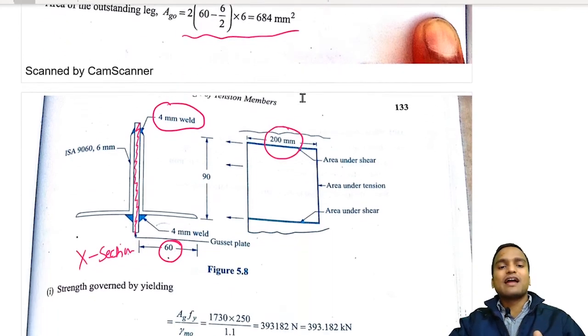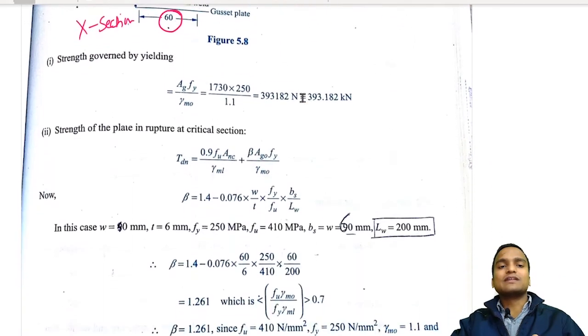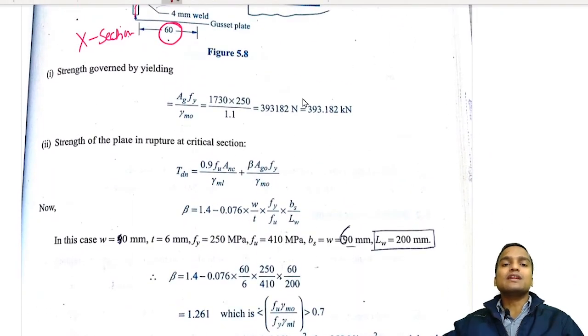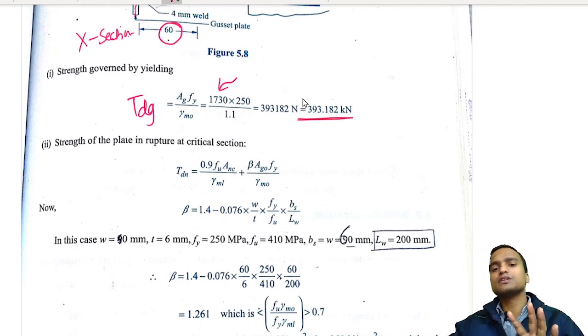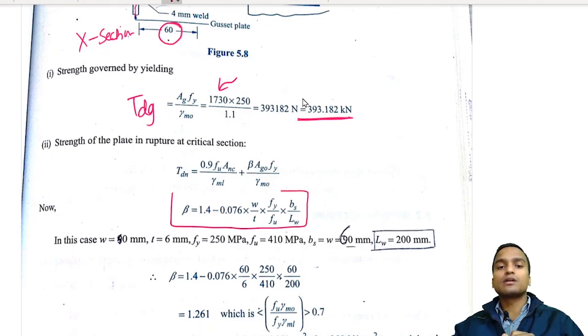Now we will calculate the strength due to yielding of the gross section. This is equal to TDG, and we can equate it here: the gross area of both the angles multiplied by 250 by 1.1, and this is the TDG value. Now in case of TDN, we have to calculate first of all the value of beta, and this is my formula for TDN.